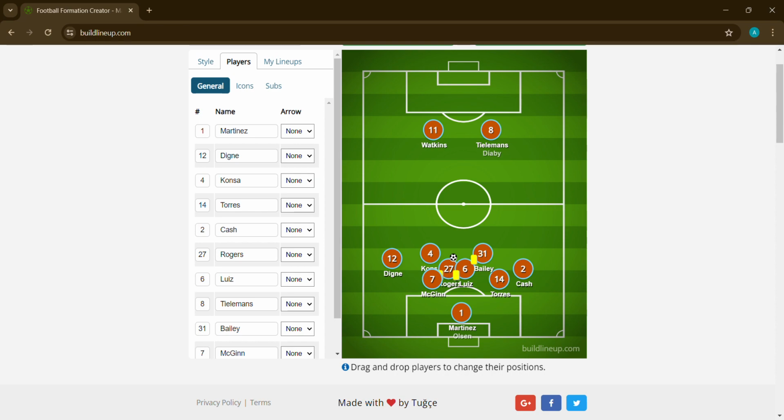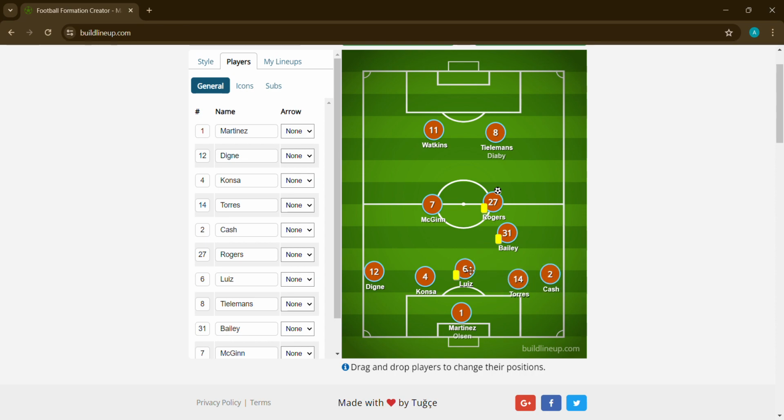I think 8 players is more than enough to eventually clear the ball away and either get it to Diaby or Watkins, who will be waiting up top. 2 forwards up top and you have everyone in the back. But generally, this is a very defensive formation, in my opinion, when you're leading a 1-0 or 2-0 lead.